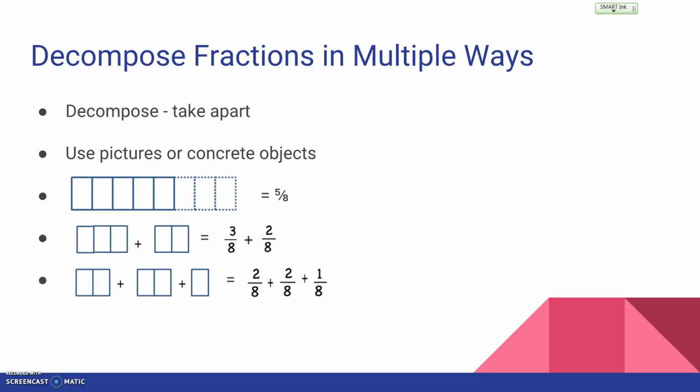And we could take 5 8s and we could split it up into 3 8s plus 2 8s. Or we could split it up into 2 8s plus 2 8s plus 1 8. Or we could split it up into 5 1/8: 1/8 plus 1/8 plus 1/8 plus 1/8 plus 1/8. There's different ways that we can decompose fractions, and we just want them to recognize that the fractions can be split up into different subsets.